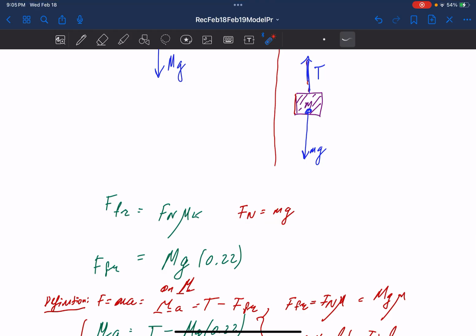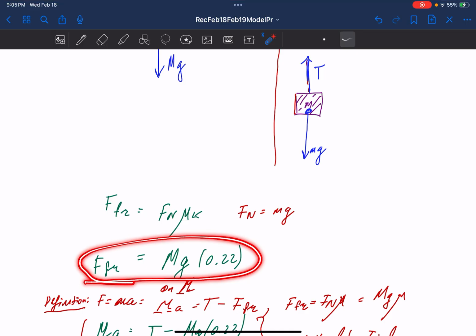Now, for object big M, the mass of the object is denoted by big M. We have gravity here, so this represents normal force. And then we have our coefficient of friction, which is 0.22. And that is going to be equal to our force of friction right here.